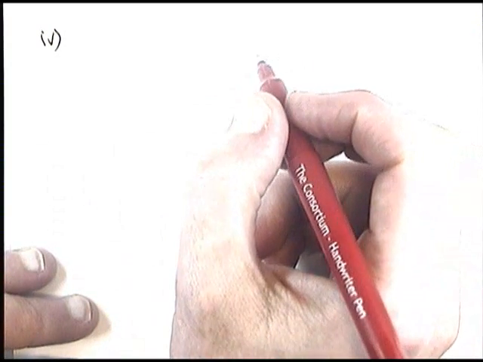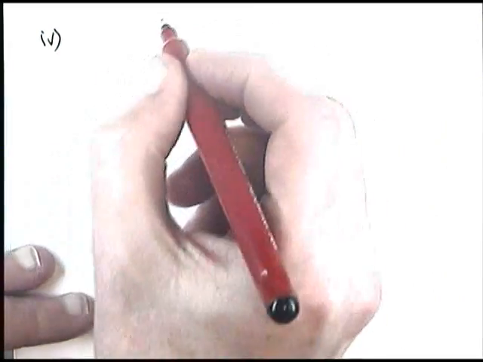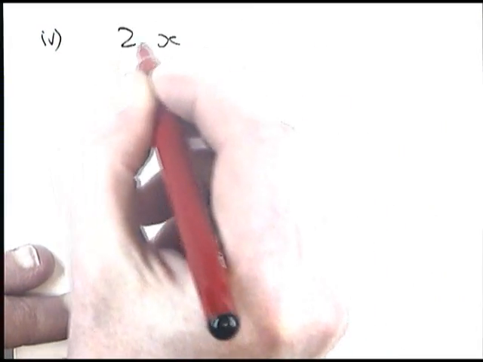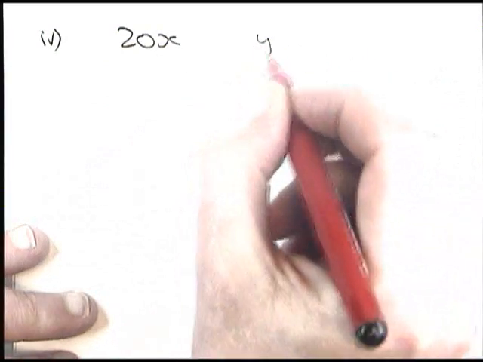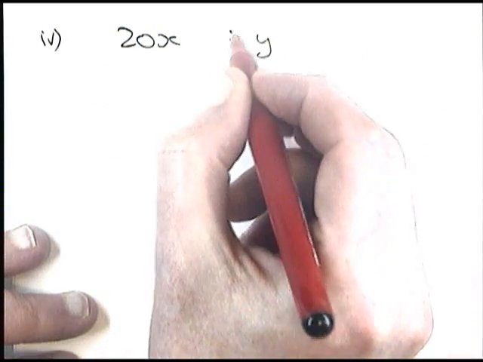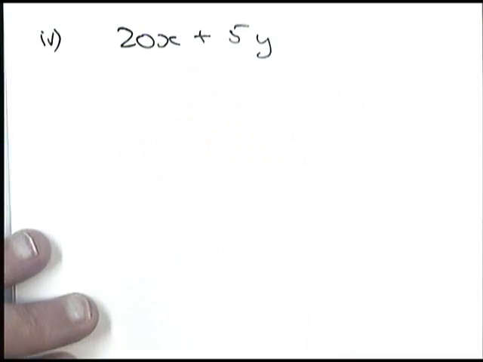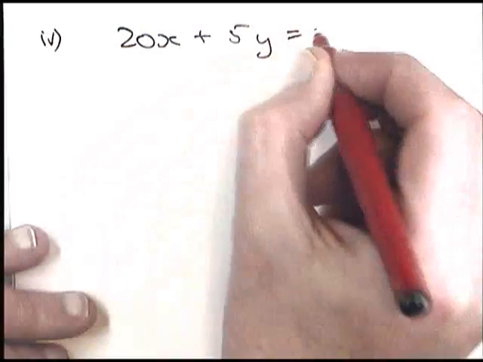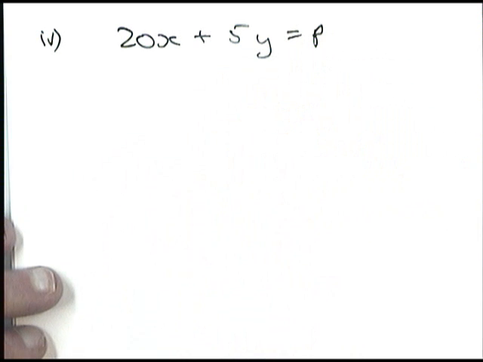For part 4 of the question, we've got to come up with the objective function. We know the profit for each table, where X is the number of tables, is £20. So for every one of those, there's £20 profit. And for every chair, we're told that there's £5 profit. So that is the profit that we make. We'll call that P, and that's the objective function. So that's the answer to part 4.